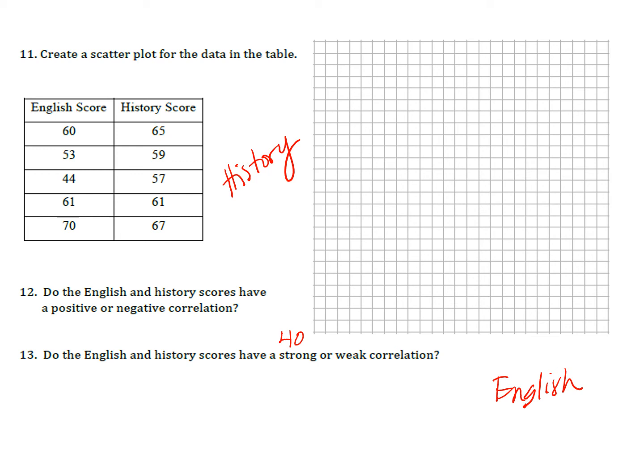And again, for the English, I have to go up to 70. And so I don't have to really make these too close together. I think I'll do every 5 blocks. So that would be 50, 60, 70, and that's really as high as I need to go. I'm going to keep that same scale on the y-axis.